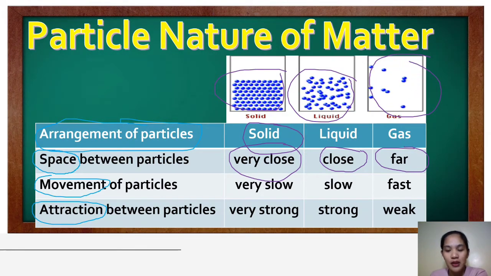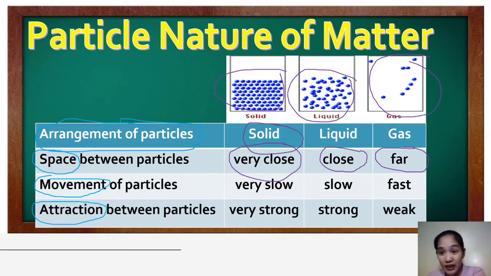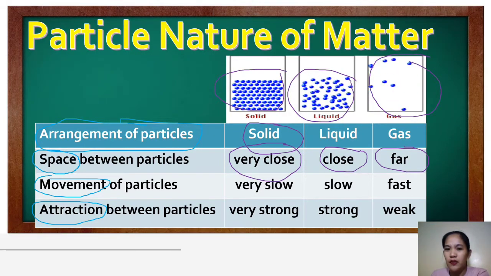Gas is more compressible. So if you're going to see the particles, this is the reason behind that property of solid, liquid, and gas in terms of compressibility. So again, I repeat, solid cannot be compressed because of the space between the particles of solid. But gas can be compressed, or it is very much compressible. It's because of the spaces between the particles of gas, which is far from each other.